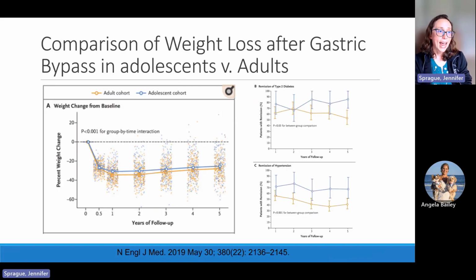This is data from the Labs and Teen Lab study comparing adult patients who underwent gastric bypass to adolescents. So adults are in yellow, adolescents are in blue. You can see pretty similar decrease in weight in both groups, so about a 30% average weight loss for both adults and adolescents. And then these other two graphs are remission of type 2 diabetes and remission of hypertension. The blue is adolescents, and you can see higher remission of diabetes, higher remission of hypertension in adolescents compared to adults who underwent these procedures.